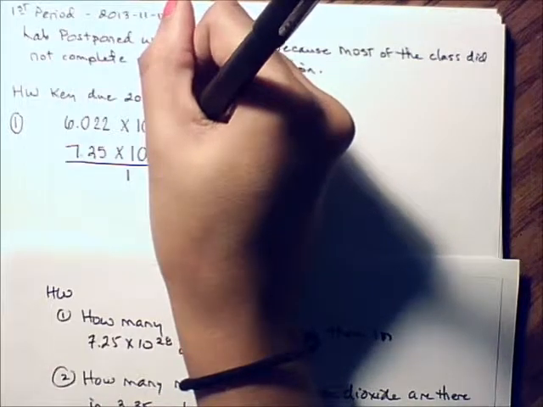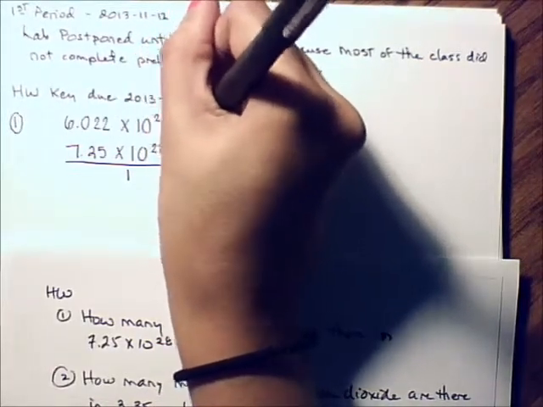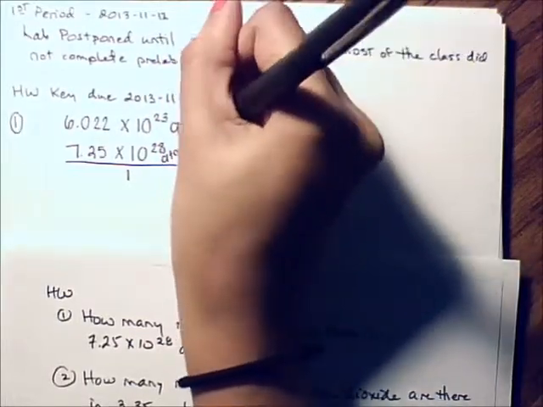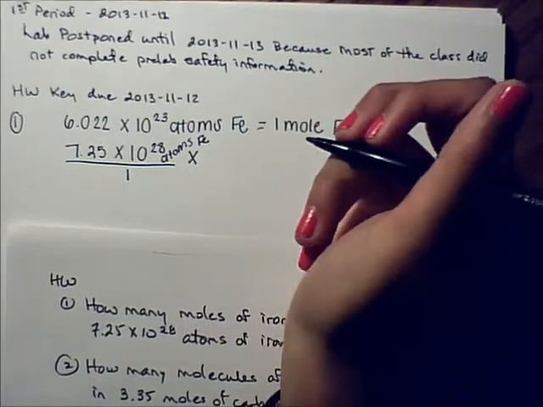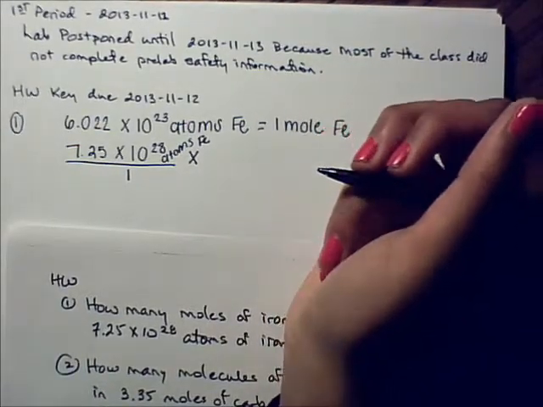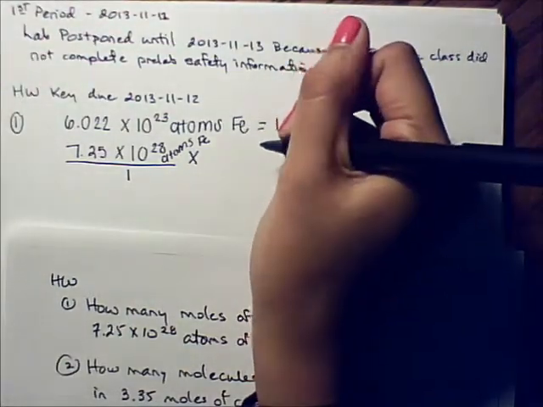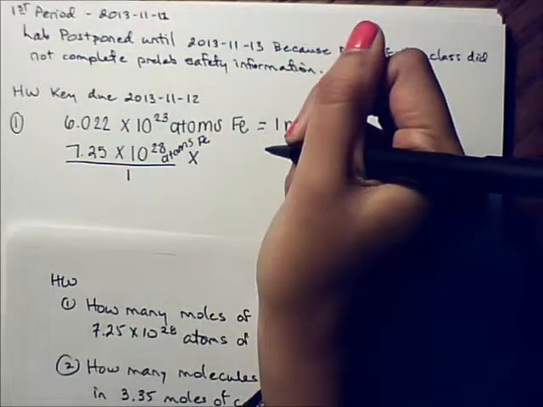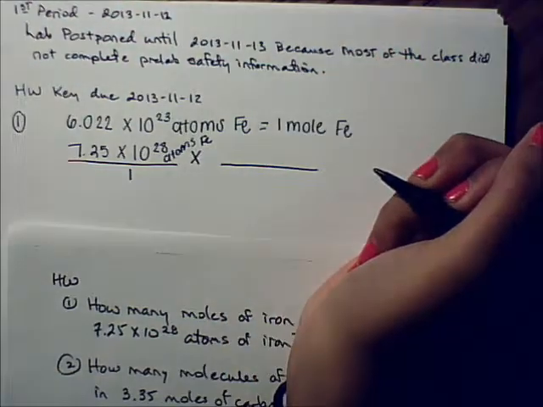I just put Fe for atoms? Okay, and then times 6.022 over 1? That's on the bottom. All right. So do your crossbar there for your fraction. The line, okay.